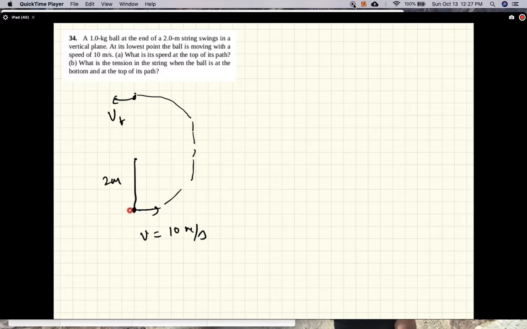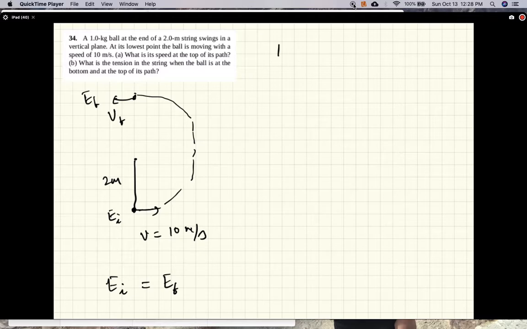Now we're assuming that gravity and tension are the only two forces acting on it, and tension, by the way, is not doing any work because the object is always moving perpendicular to the tension. Gravity is the only force doing work, and energy is conserved in this problem. So mechanical energy is conserved.